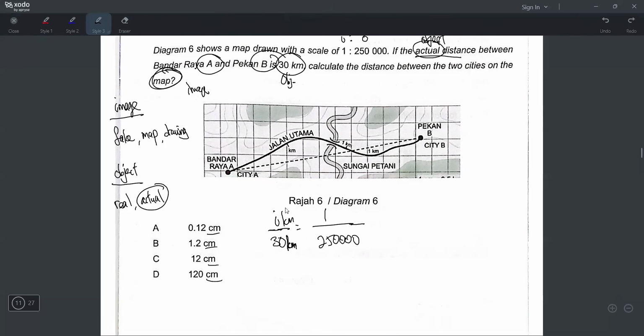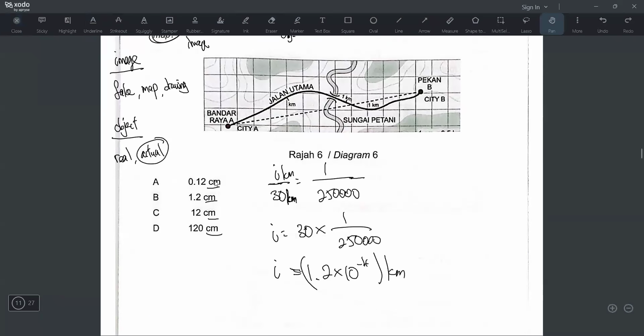Alright, let's find out our image length first. So we just do 30 times this 1 over 250,000. Basically it's 30 divided by 250,000. So what is 30 divided by 250,000? My calculator gives me 1.2 times 10 to the power negative 4. So basically it's very small. That's why they give it in standard form. But don't forget the unit for this is km, because just now I substituted km, so automatically it comes out in km. So if you look at A, B, C, D, there's no answer because these are all in cm.